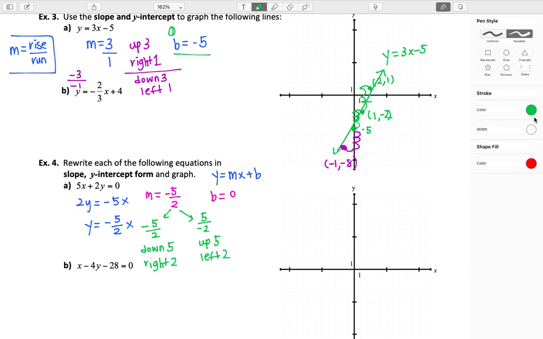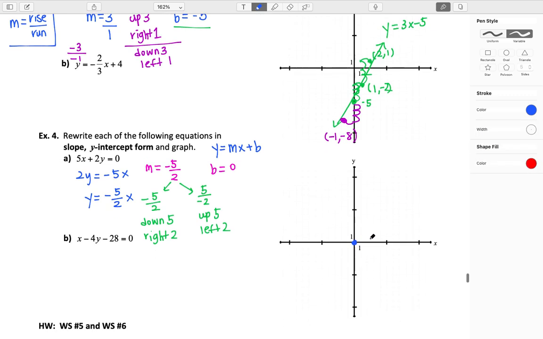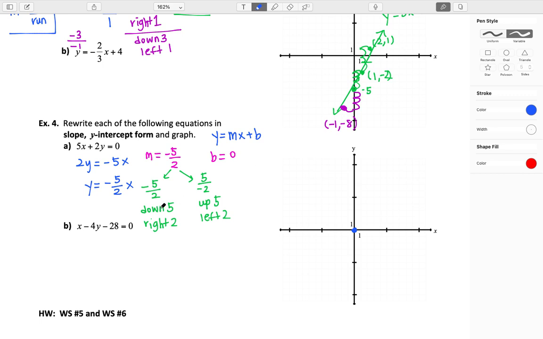So again, let's start with my starting point. Y-intercept is 0. This is my starting point. And then we can go down 5. So 1, 2, 3, 4, 5. And then right 2. So 1, 2. So this point is going to be 2 comma negative 5. Or we could go up 5 and left 2.